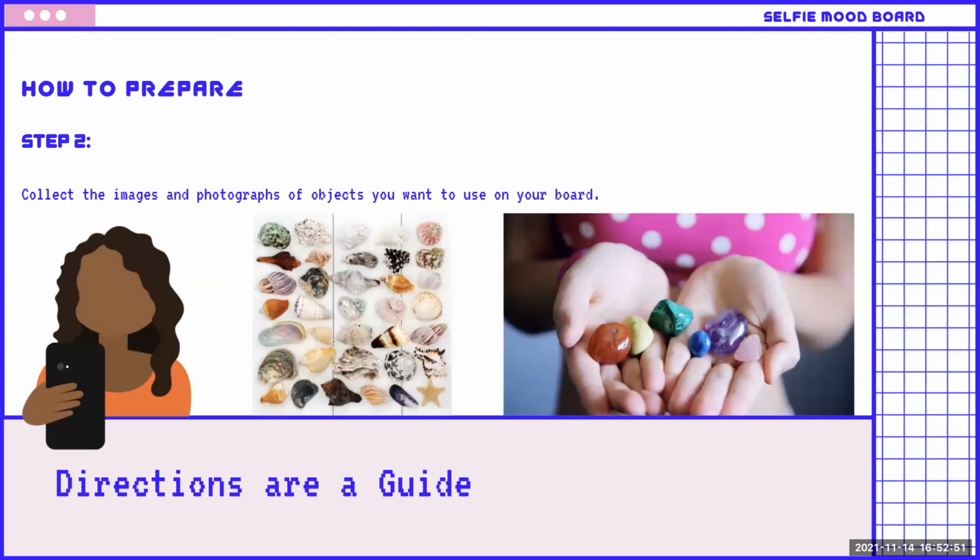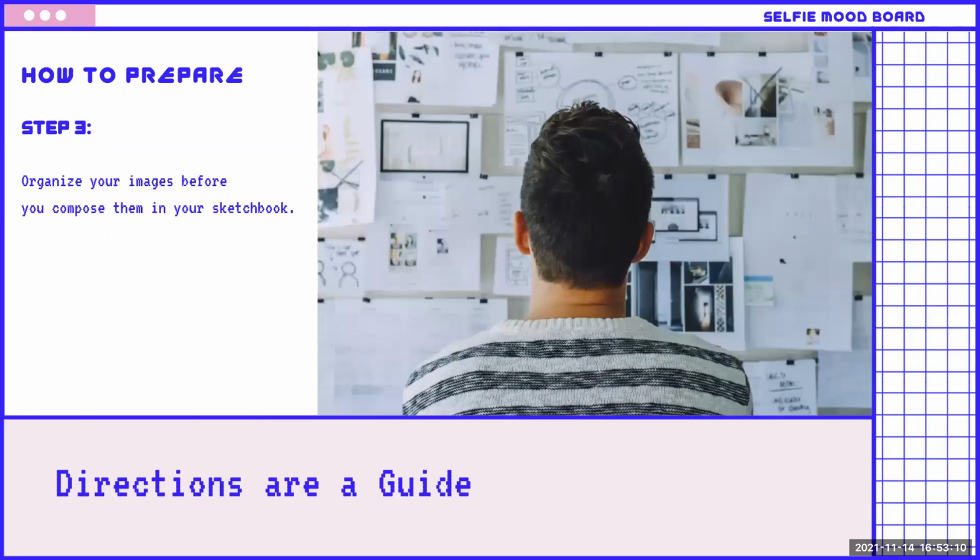Step 2, I want you to collect these images and photographs of objects that you want to use on your mood board. That includes taking your selfie, collecting pictures either from your own camera roll or taking new pictures, and collecting all of these objects that you want to use. And remember, directions are a guide, so try to use them.